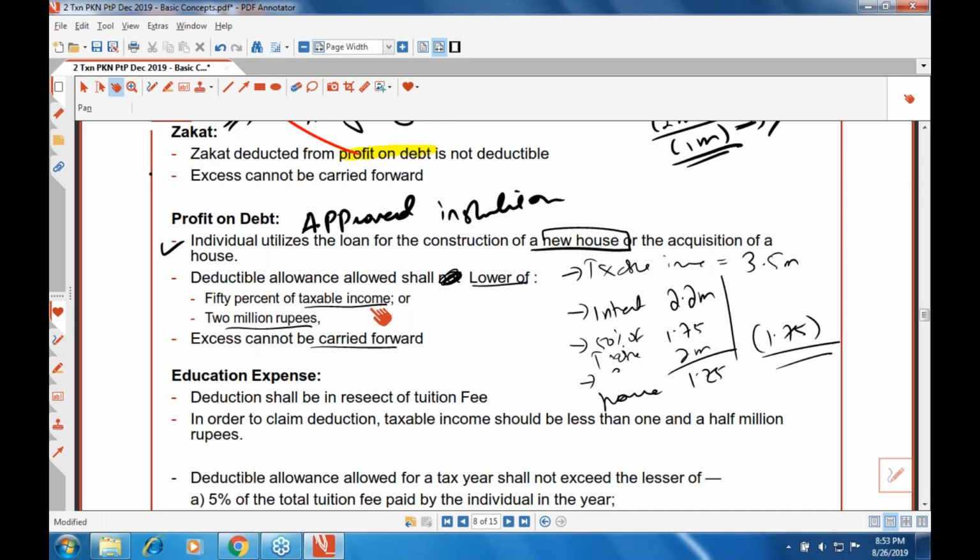A student is asking whether this loan also includes HBFC. Yes, it includes HBFC and other financial institutions which provide loans, and if that loan is used for housing purposes, you can claim the deduction.